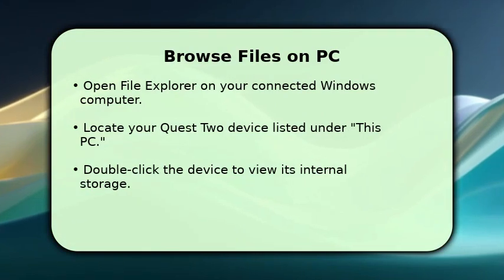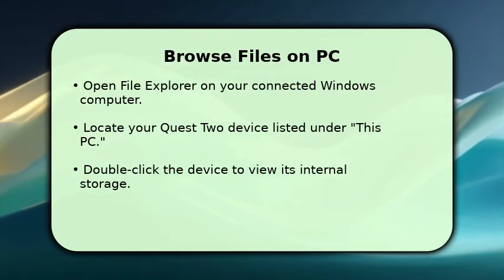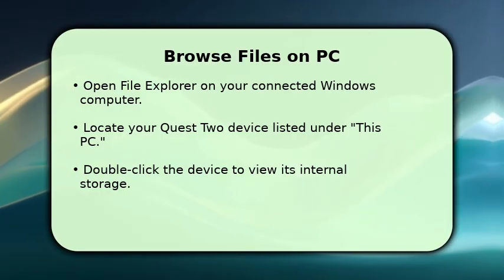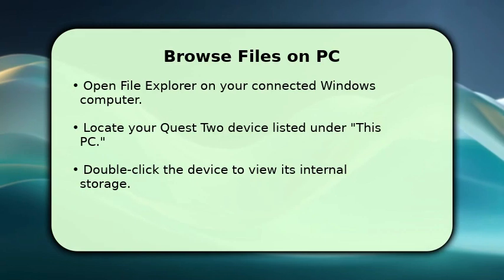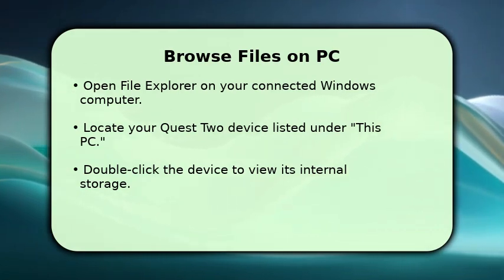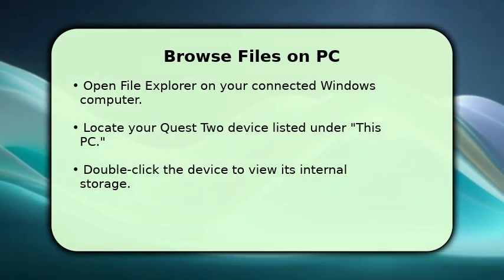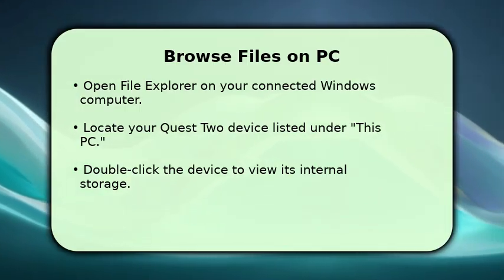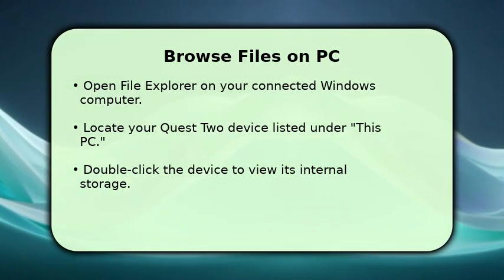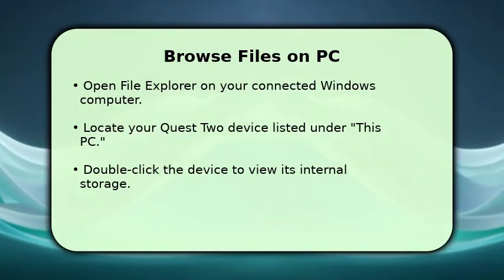With your Quest 2 connected and access allowed, turn your attention to your computer. Open File Explorer, which is typically found by searching in the Start menu. On the left-hand side, under This PC, you should see your Quest 2 listed as a connected device. Simply double-click on it to open its internal storage, just like you would with any external drive.